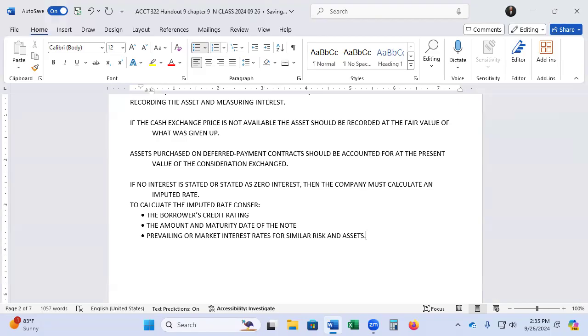So basically that kind of ties into what we did with the capitalization of interest, right? We looked at those interest rates and we said, well, okay, what's our borrowing rate? And so you could do something similar for this company as well, if you had a zero interest bearing note. I'll leave that up there for a minute, give you guys time to get it all down.